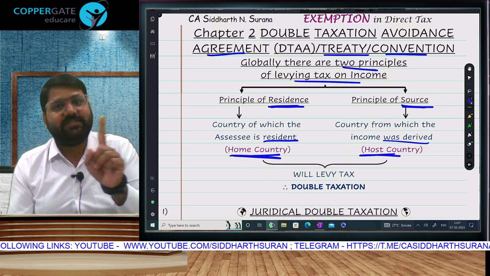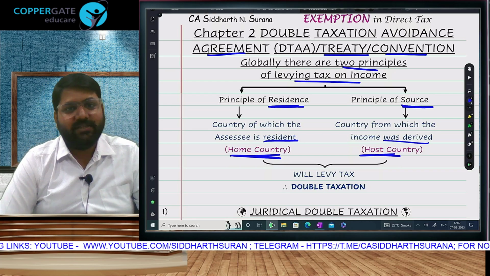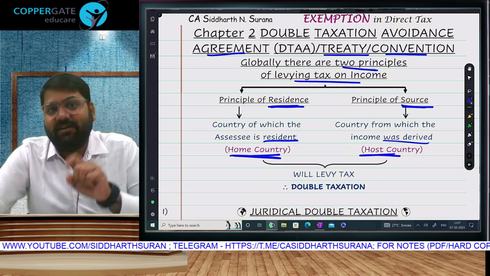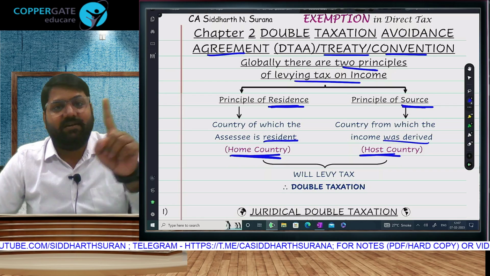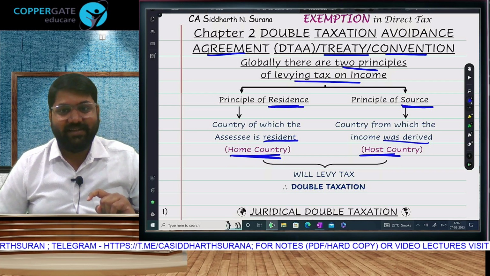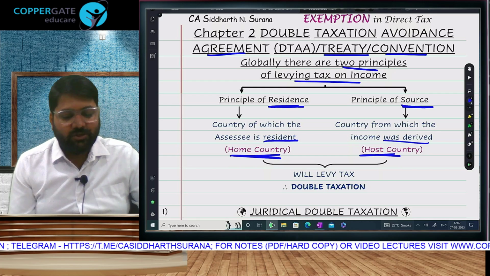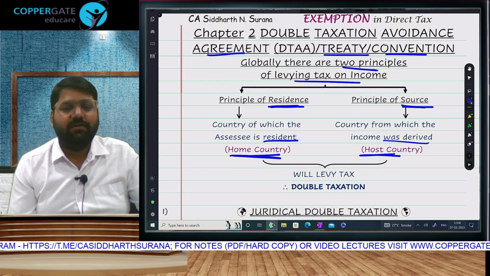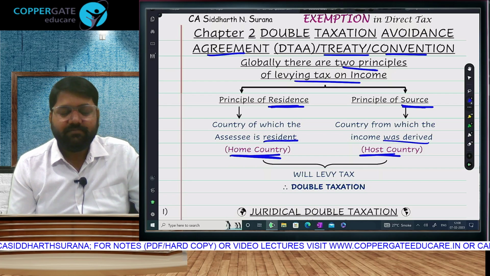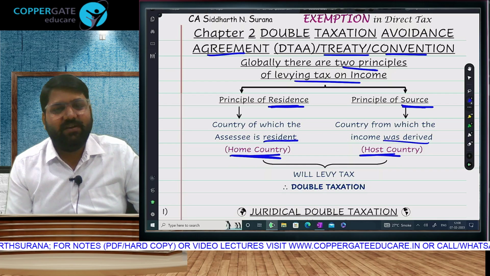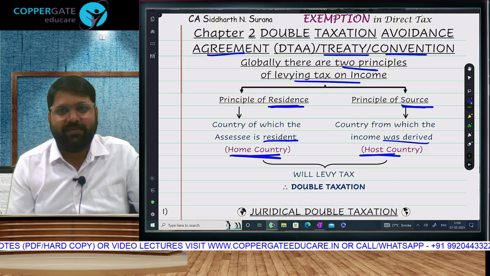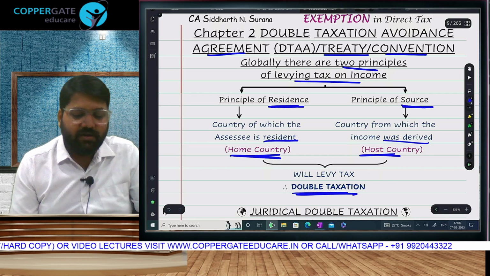So principle of residence, where we tax residents on their global income, and principle of source, where we tax non-residents at least on their Indian income. Now what is possible is that there is a resident of one country with income in another country. So the home country will apply principle of residence and the host country will apply principle of source. For example, a resident in India has income in UK, London. So India will apply the resident principle, home country will levy tax, and UK, London, England, whatever you want to call it, will apply the host country's principle of source, and this will give rise to double taxation.